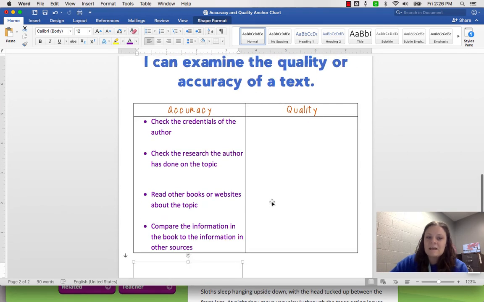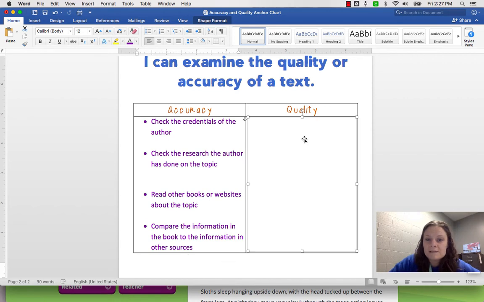So basically, to see if it's accurate, we want to check a lot of different places, not just take one person's word for it. Because sometimes they could have made a mistake, or maybe they're just trying to lie to you about sloths. That's a real thing. People do that. Not really, I don't know, but you want to make sure that it's accurate.